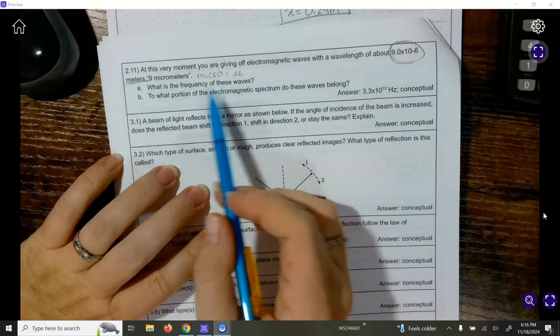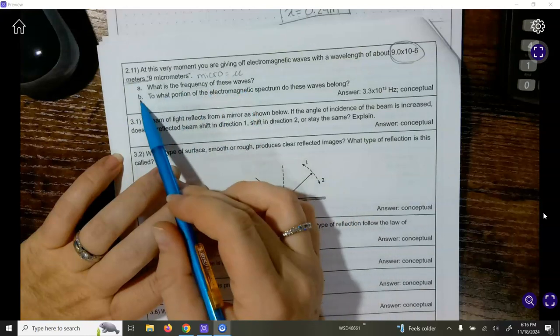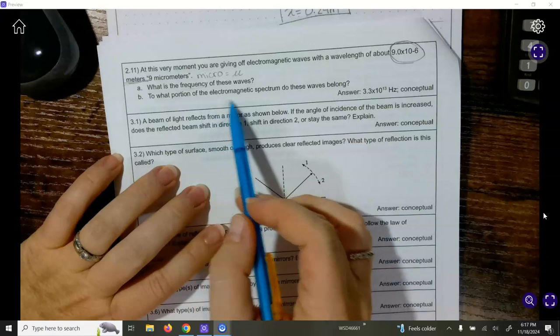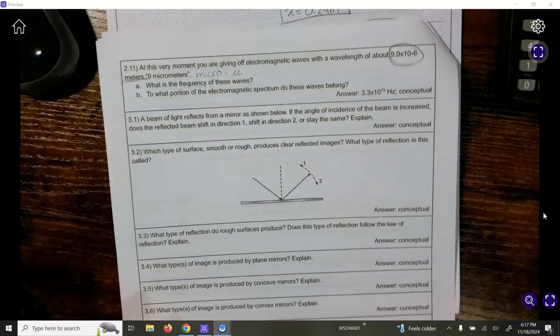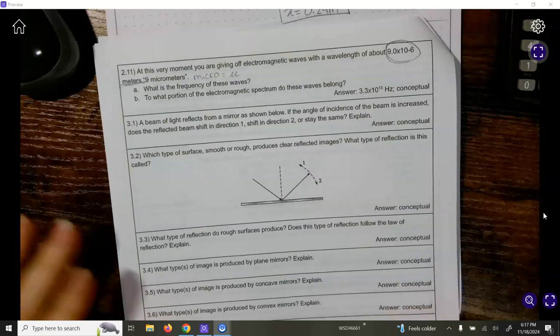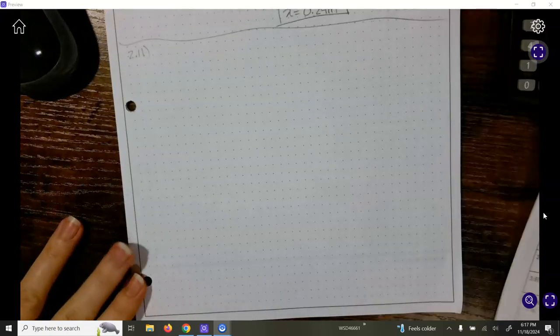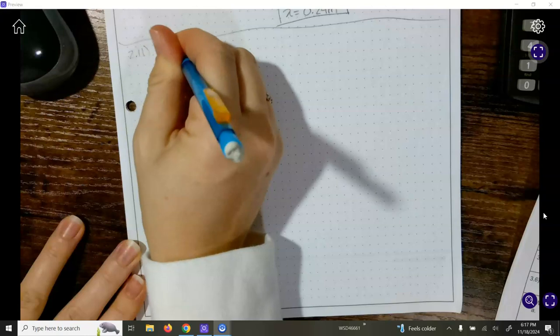Letter A says, what is the frequency of these waves? So we're looking for frequency for part A. And part B, to what portion of the electromagnetic spectrum do these waves belong? Well, we'll take a look at that once we're done with calculating the frequency. All right, so let's take a look. Given and find.